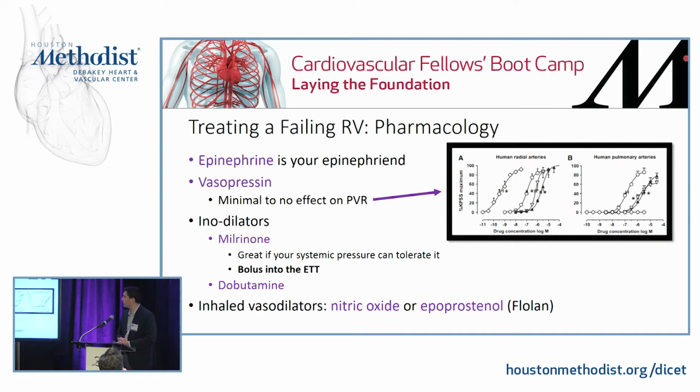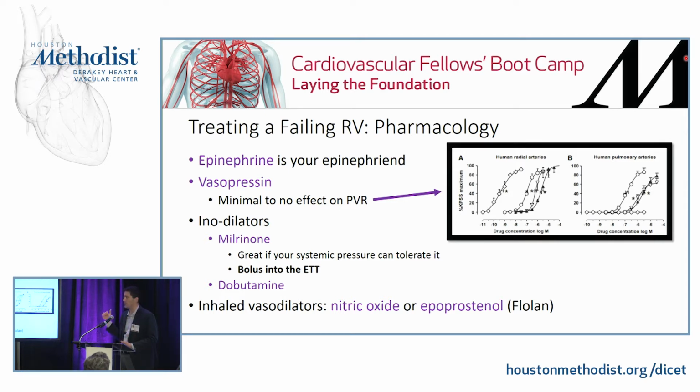All right, so just a couple more slides here on treating RV dysfunction. Certainly epi is going to be part of your armamentarium. Epi sells itself. I don't need to tell you how great epi is. Certainly at higher doses of epi, there's something to be said about increasing PVR and causing RV dysfunction, but more often than not, this will be your go-to, especially when the systemic pressures are low. Vasopressin also a good friend of the RV because it has minimal to no effect on PVR. There are no vasopressin receptors there.